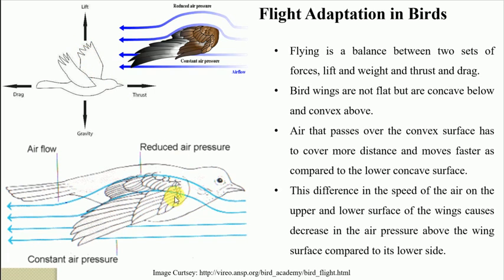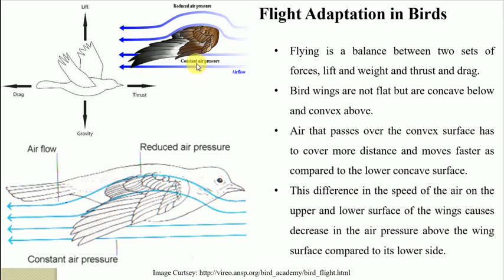Now if you see the wings of the birds, they are not flat, but they are concave from below, on the ventral side, and convex from above. This peculiarity of the shape of the wing is very important for the flight of birds in the air. Hence, due to this difference, the concave ventral side and the convex dorsal side, the air that passes over the convex surface has to cover more distance and moves faster as compared to the lower concave surface.